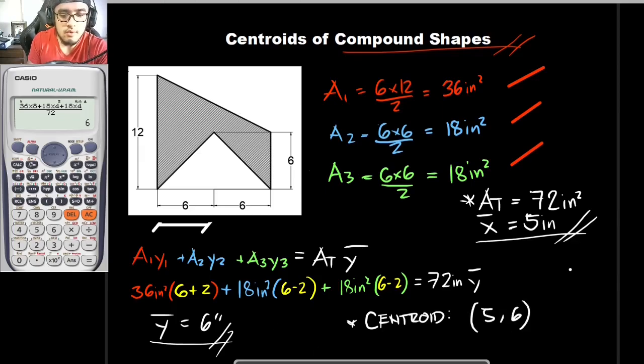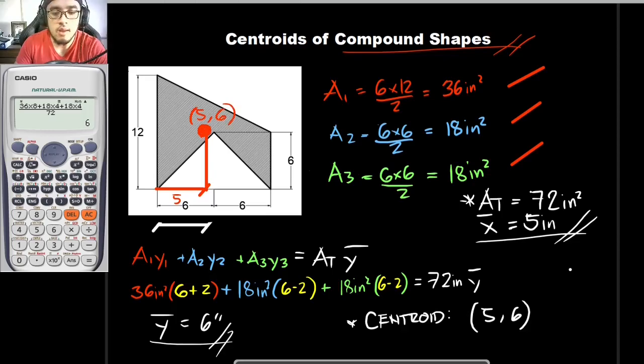So meaning along the x-axis, that should be 5. So it would be somewhere here. So that is to be 5. And for 6, for your y, this is to be 6. So it would be here. So the location of your centroid is exactly at this point right here. This is to be 5, 6.